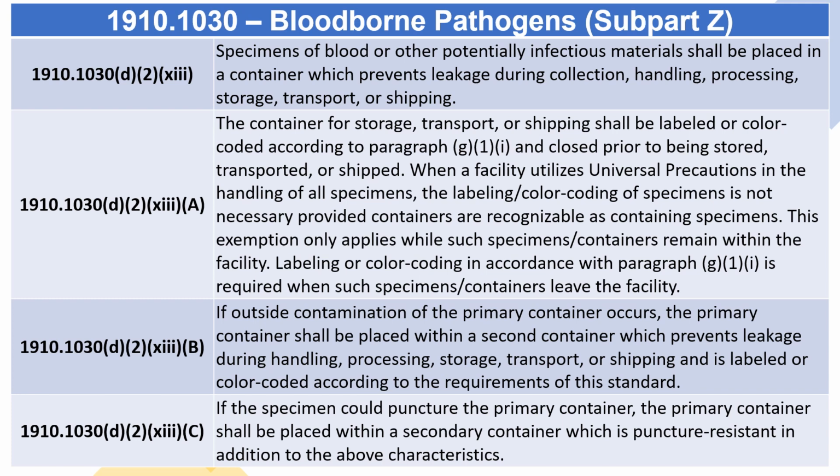If outside contamination of the primary container occurs, the primary container shall be placed within a second container which prevents leakage during handling, processing, storage, transport, or shipping and is labeled or color-coded according to the requirements of this standard. If the specimen could puncture the primary container, the primary container shall be placed within a secondary container which is puncture-resistant in addition to the above characteristics.